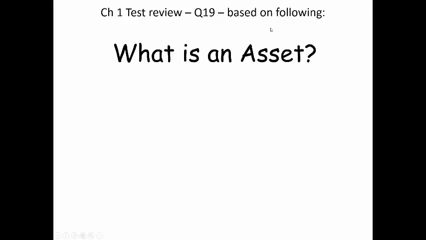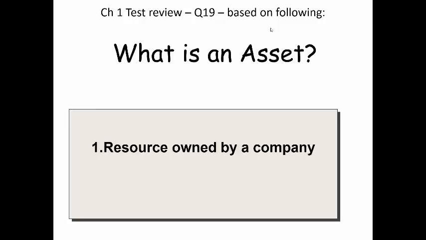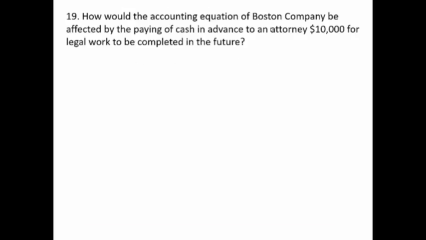What is an asset? An asset has two characteristics. First, it's a resource owned by the company. It's something that it can actually use. And secondly, an asset has future value. That is, it'll last longer than just a few minutes. It's something that has some life to it. And if it doesn't have those two things, it's not an asset.